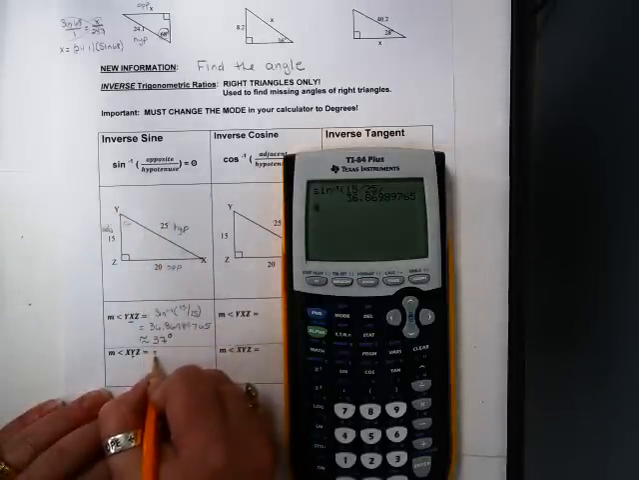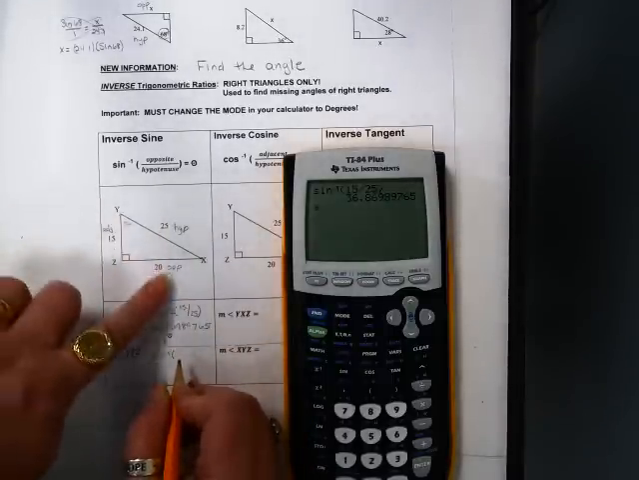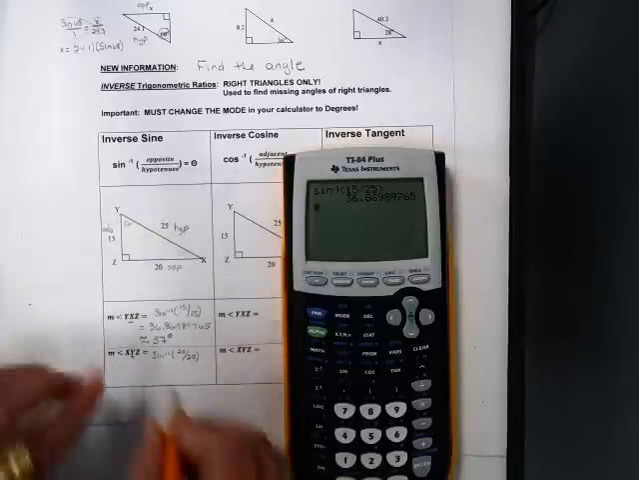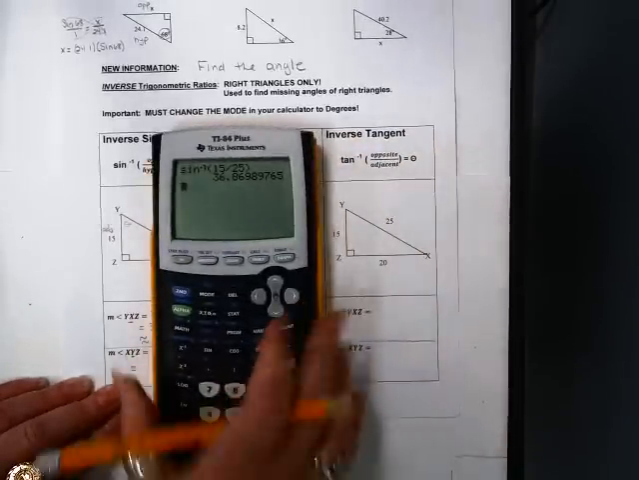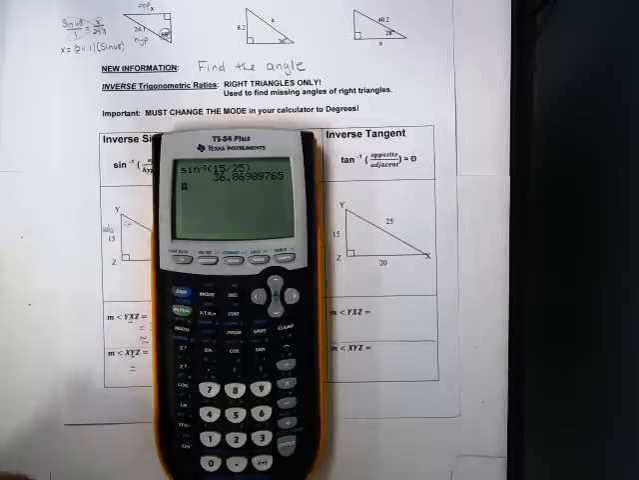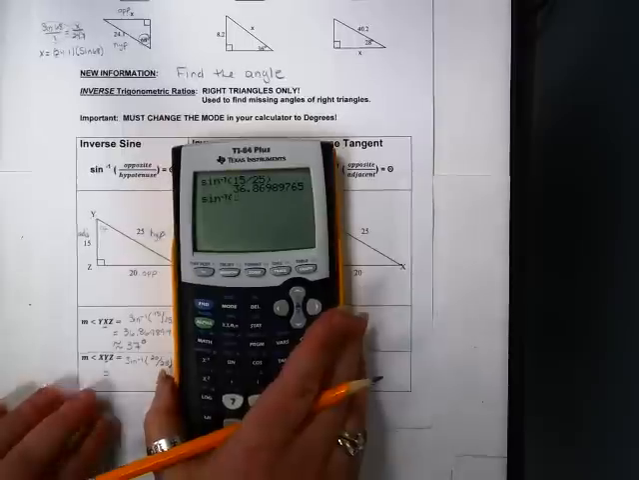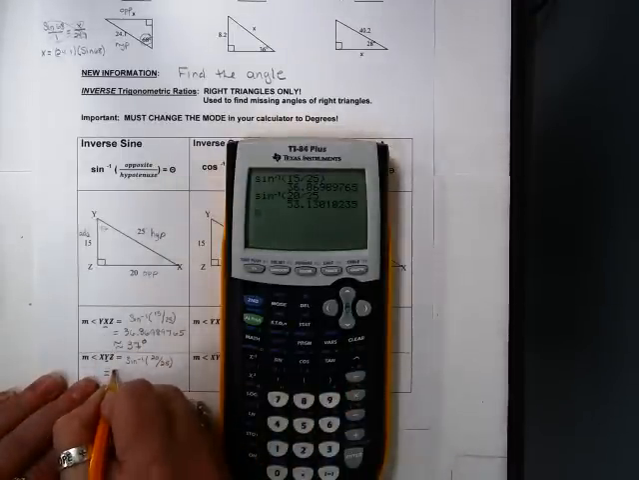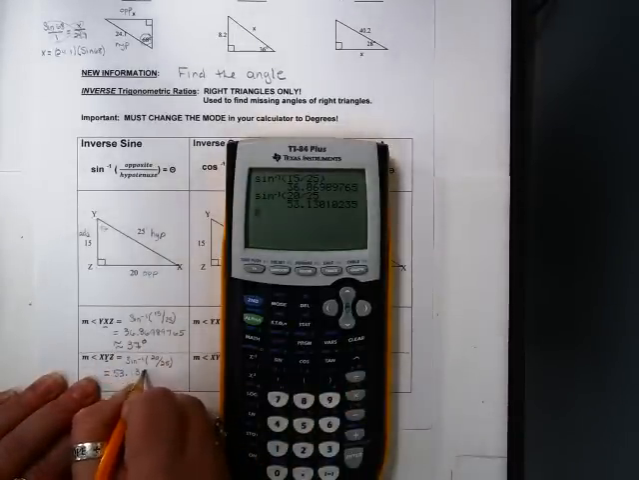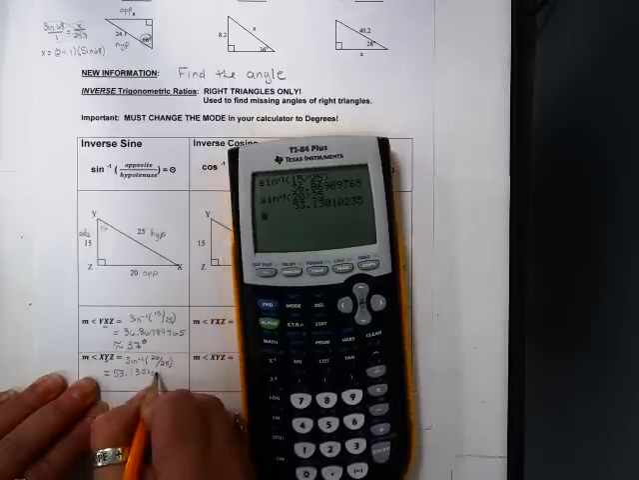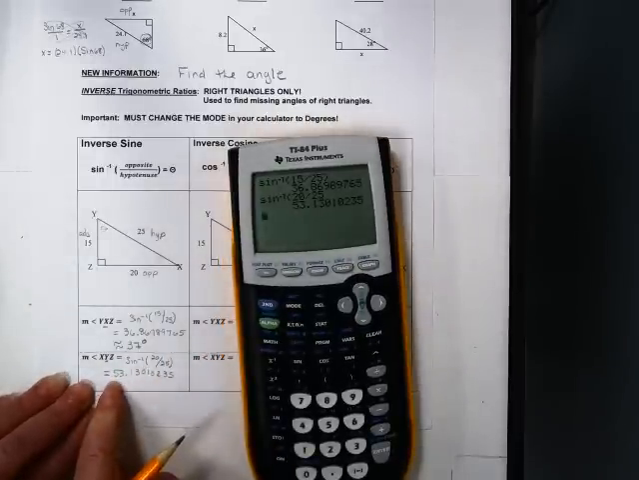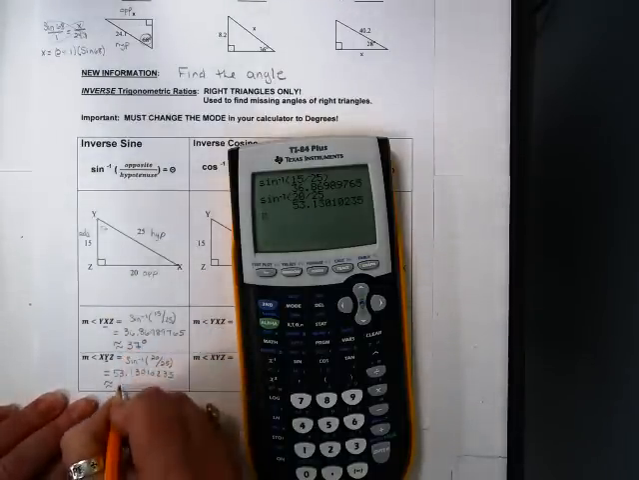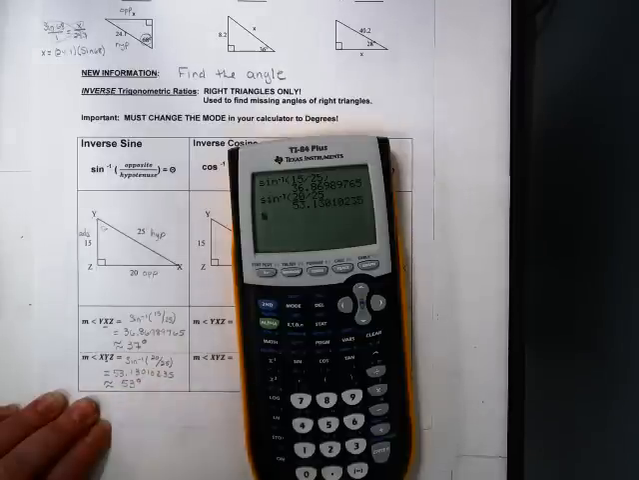I just worry about the opposite and the hypotenuse. So again, I'm going to put sine -1. Opposite is going to be 20 over 25. Okay, now when you plug that into your calculator, you're still going to hit the second key, the sine key. You're going to put the 20 over the 25, and you're going to get 53.13010235. Now, remember, when you are trying to find the angle, you want to round to the nearest degree, which is 53 degrees.